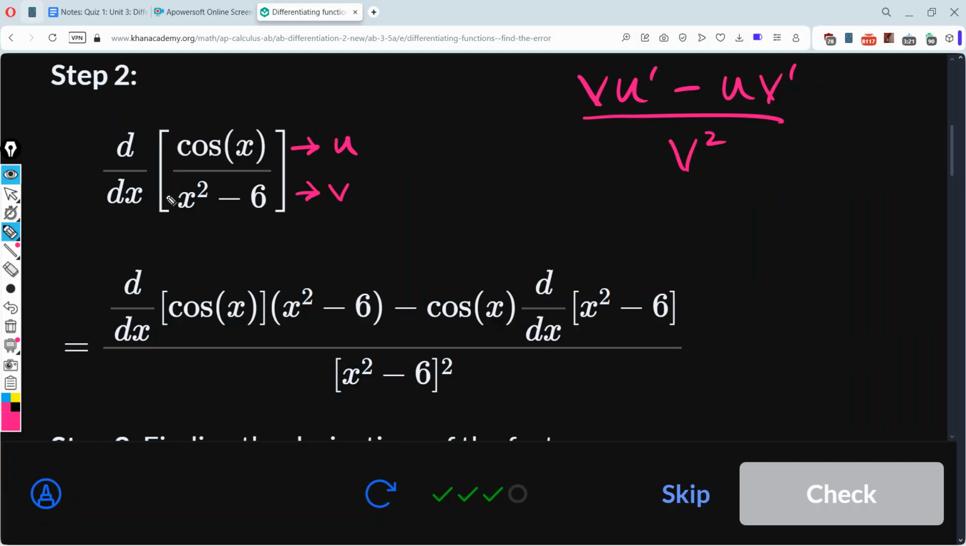So you keep v, so keep x squared minus 6. She did that. Take the derivative of cosine of x. She did that. Minus sign. Yes, that's correct. Keep the u. So cosine of x. She did that. Times the derivative of v. Derivative of x squared minus 6. She did that. All over the bottom squared. X squared minus 6 squared. Step 2 is all good. All right, let's keep going.